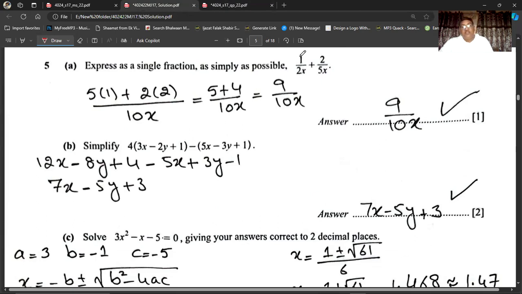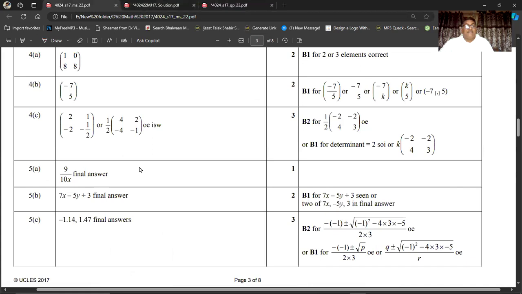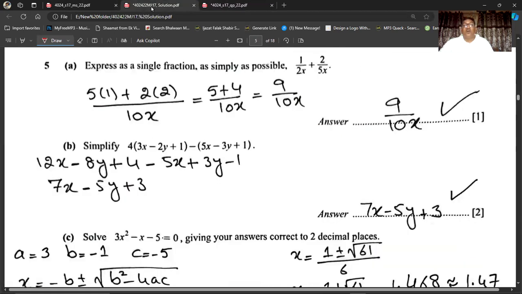So 5 will multiply with this numerator. So you have 5 into 1 plus. You divide the LCM with the second denominator, you will get 2. 2 will multiply with this numerator. So here you will have 2 multiplied 2. So upstairs you have 5 plus 4 divided by 10x. That's 9 by 10x. So 9 divided by 10x is the answer. Our answer is right. This is how this is done.